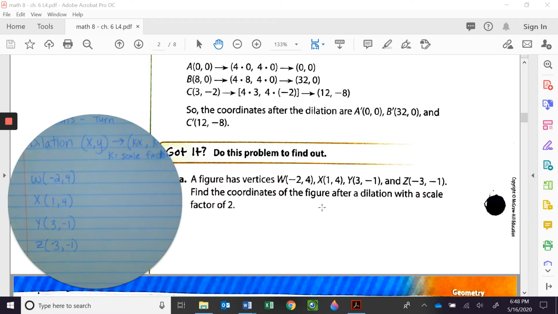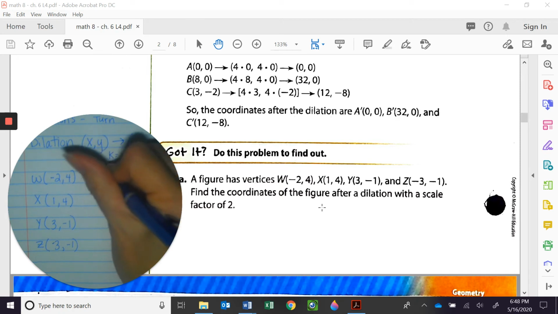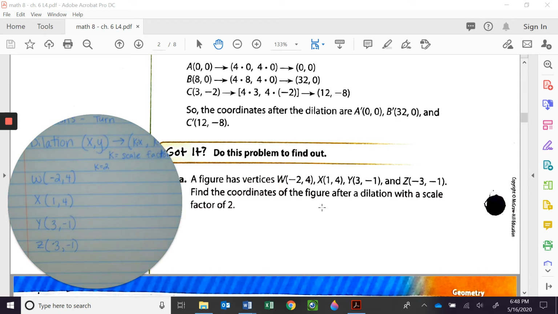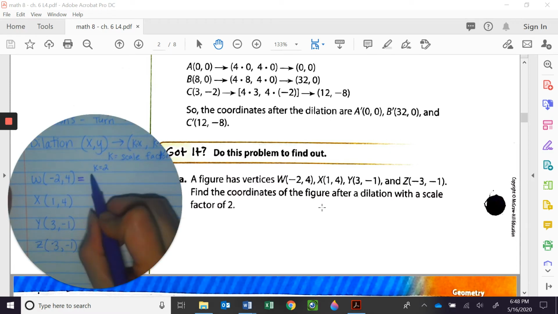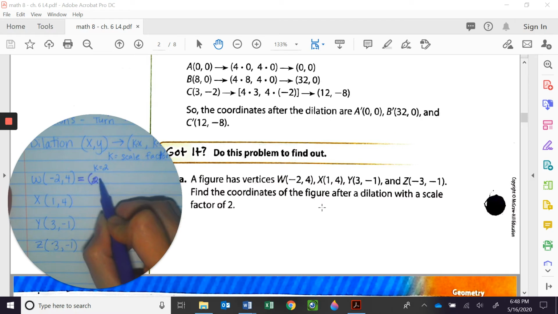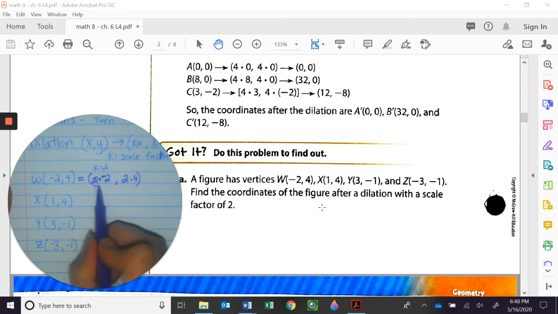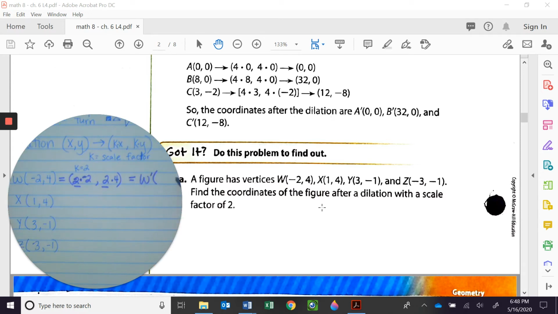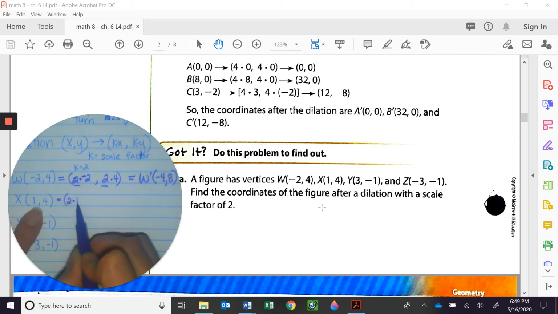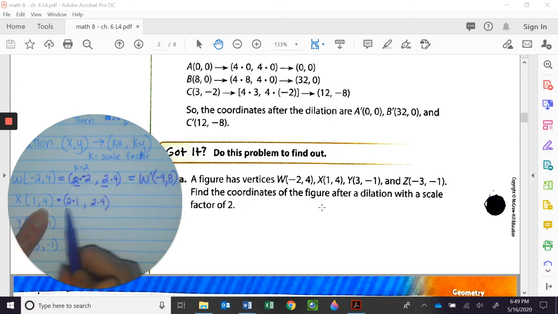Okay? And then it tells us that the scale factor is 2. So the scale factor is 2. So all that's telling us to do is to multiply that. So we're going to now have 2 times -2 and 2 times 4, because there's our scale factor. So our new W, our W prime, okay, is -4, 8. Okay, let's look at the next one. 2 times 1 and 2 times 4. So there's our scale factor being multiplied by each part of our point. So our X prime is now 2, 8.